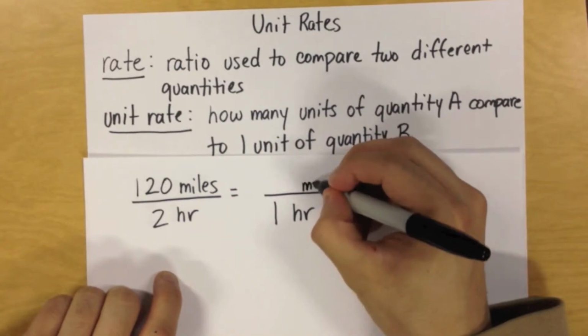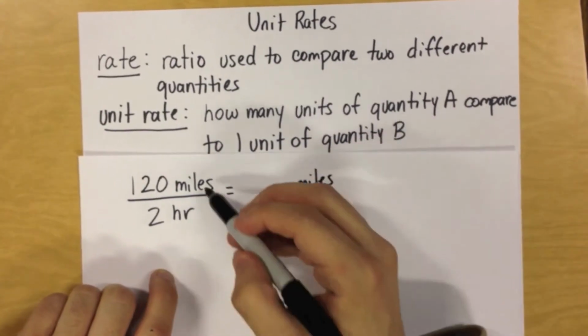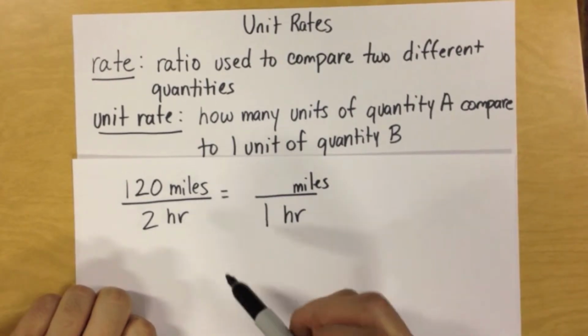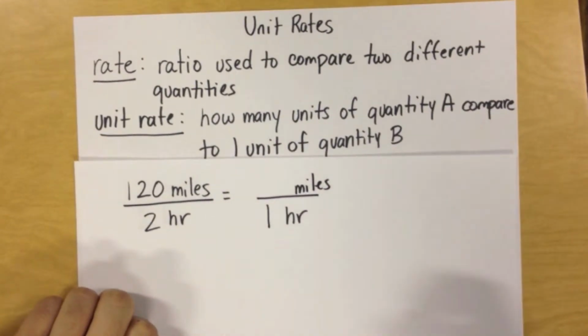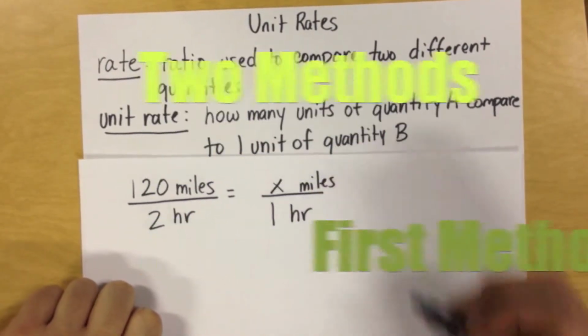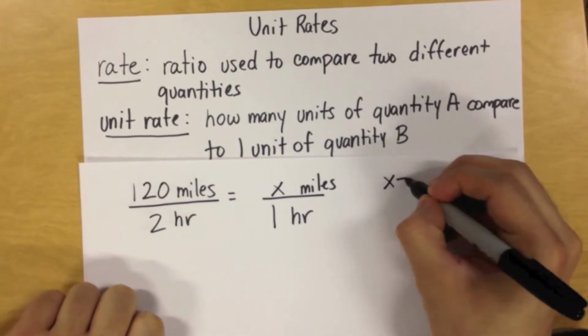Notice that up here, I have miles to miles, hours to hours, because all we're simply doing is finding equivalent ratios. Now there are two methods in which you can do this. This would be x miles. We want to find out, what does x equal?